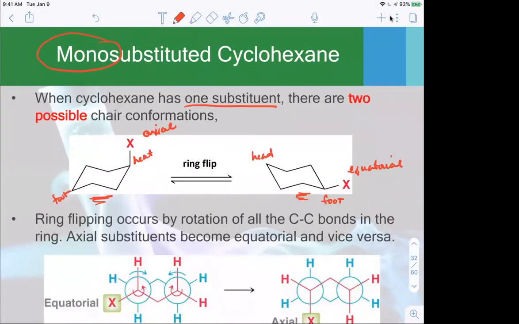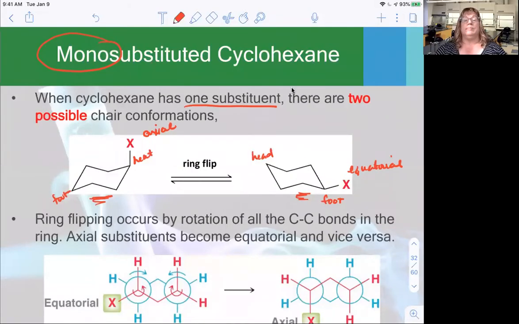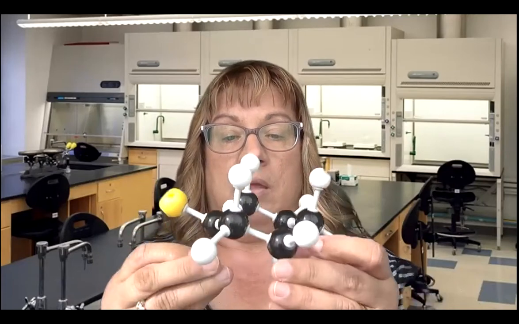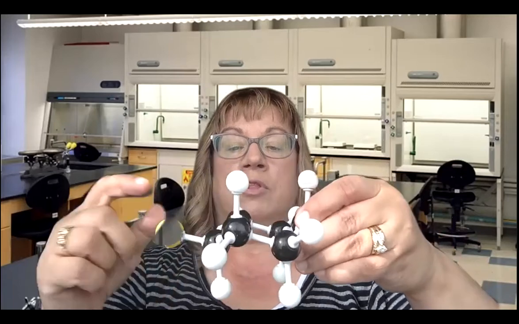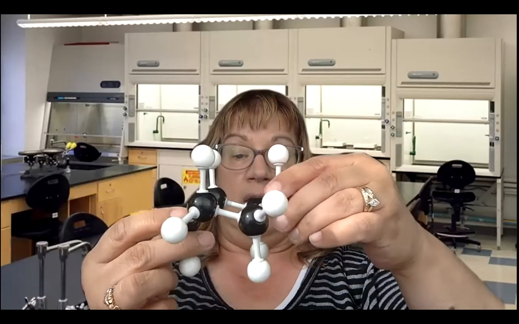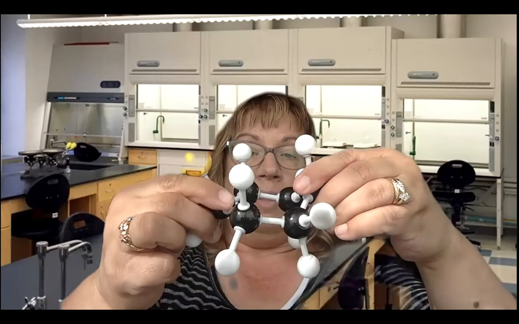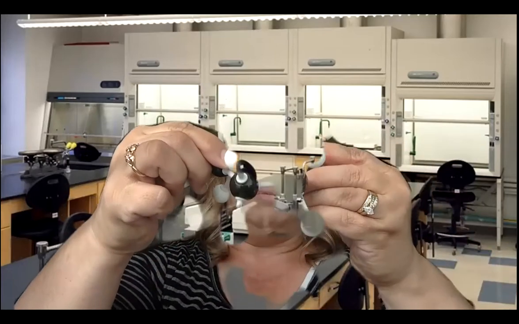So I'm going to go ahead and build a molecule that shows you this. And I am going to share the screen again. So I'm just going to randomly put a yellow ball here. So this is my chair that has a yellow ball. All right. So here's my foot and my chair, and here's my head. I'm looking at carbon 1 and carbon 4. As carbon 1 goes up, right, carbon 4 is going to come down.